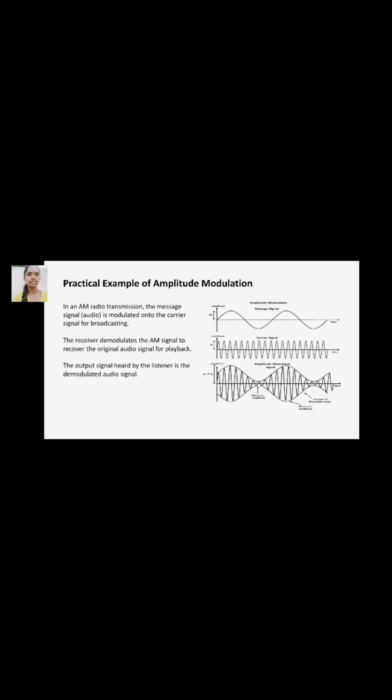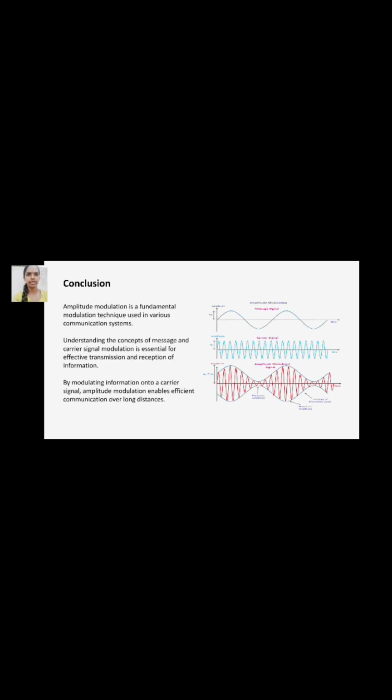Then practical example of amplitude modulation. In an amplitude modulation radio transmission, the message signal, which can be called audio, is modulated onto the carrier signal for broadcasting. The receiver demodulates the amplitude modulated signal to recover the original audio signal for playback. The output signal heard by the listener is the demodulated audio.